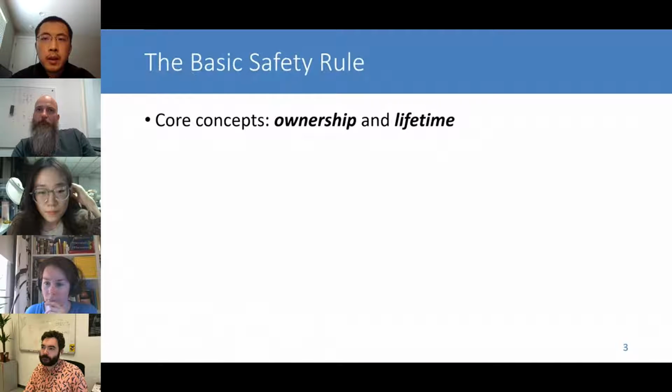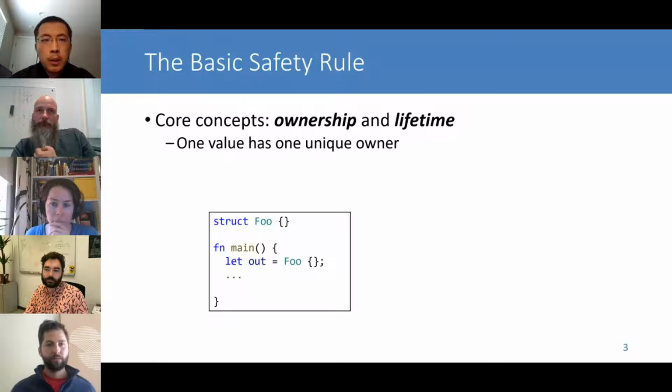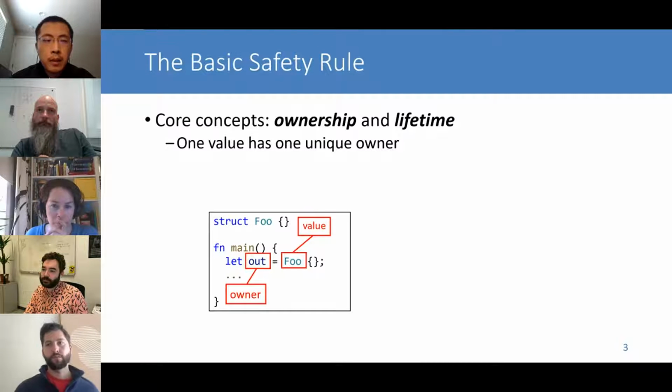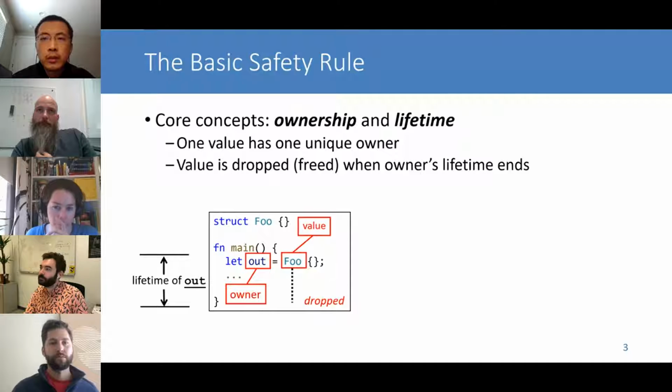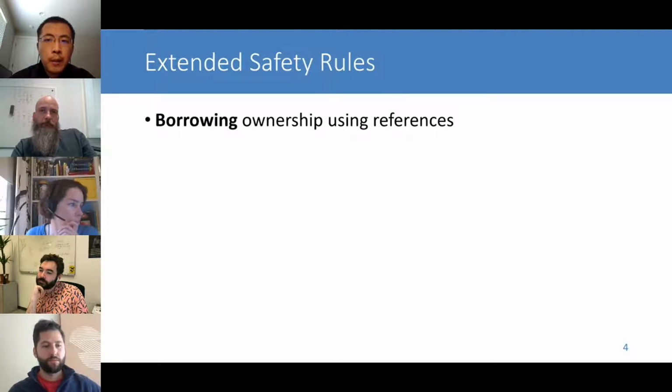Rust's safety mechanism centers around two important concepts: ownership and lifetime. The basic rule only allows a value to have one and only one owner. The value is dropped when the owner's lifetime ends. To improve the flexibility of coding in Rust, Rust extends its basic rule to multiple extended rules. For example, Rust allows you to temporarily borrow a variable's ownership using a reference.